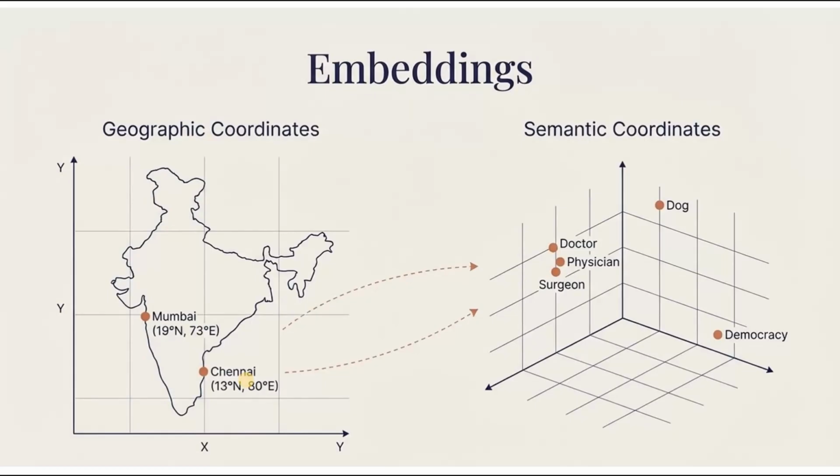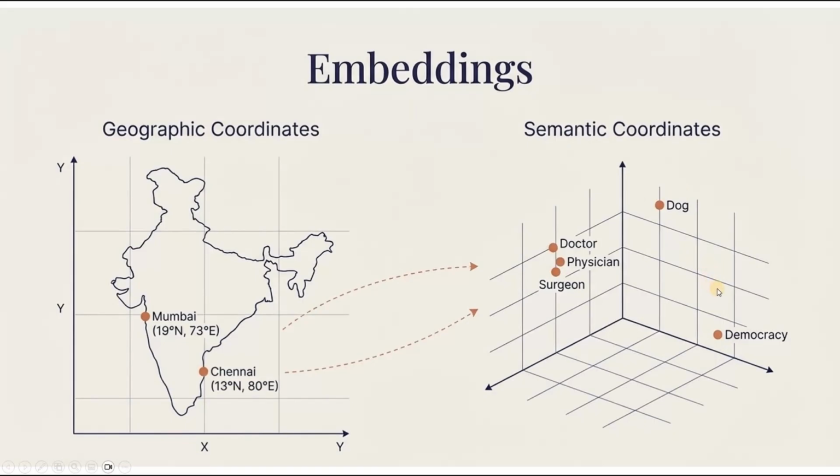Embeddings do exactly the same thing for meaning. Words like doctor, physician, surgeon end up with similar embedding coordinates. Dog and cat are maybe nearby. But dog and democracy are far apart.